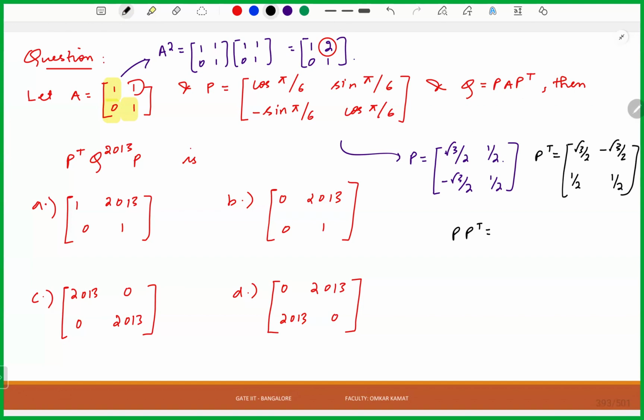Just multiply this. See, root 3 by 2 into root 3 by 2 will be 3 by 4 plus 1 by 4. Okay, correct. So it will be nothing but 4 by 4, which is equal to 1. Here multiply now. Minus 3 by 4, this into this will be nothing but what? Minus 3 by 4 plus 1 by 4.